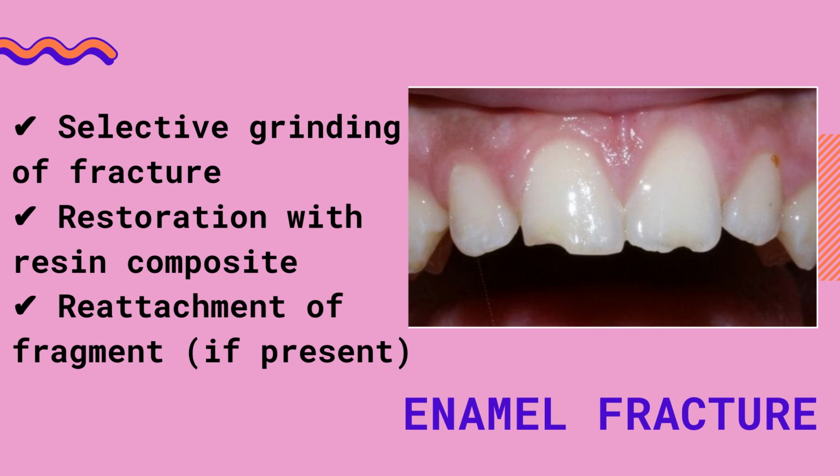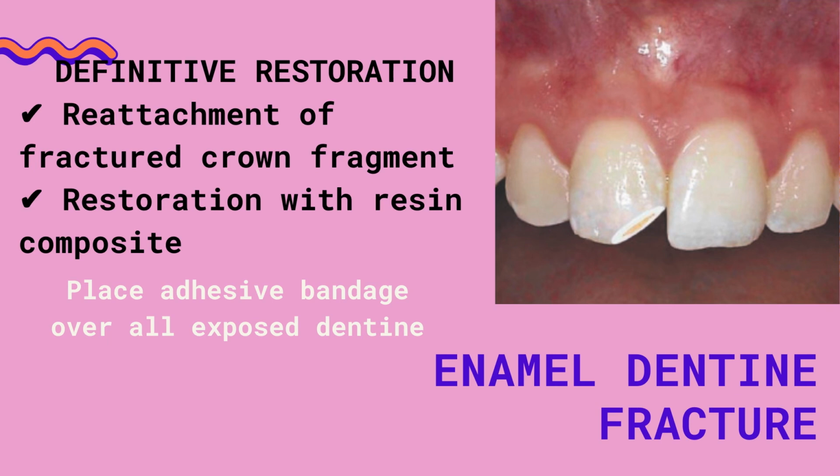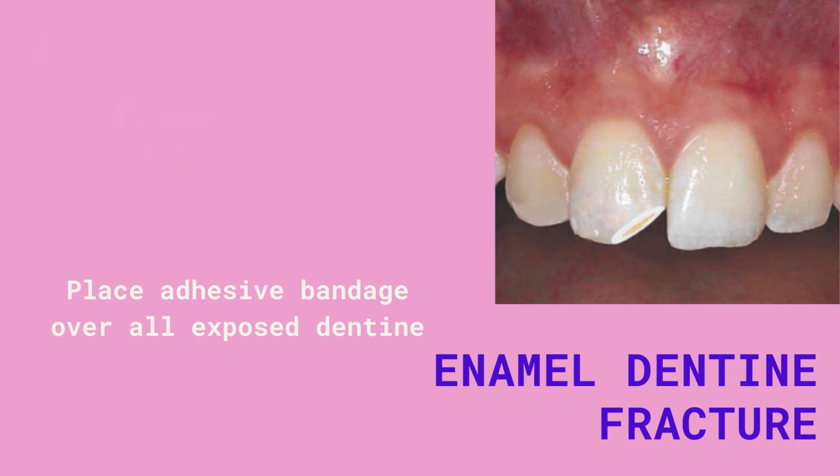Selective grinding of the fracture is the simplest option but may result in an obvious asymmetry between incisors, especially in younger children with prominent mamelons. Enamel dentine fracture. Restoration should be carried out as quickly as possible to protect the pulp through exposed dentine and avoid drifting or tilting of adjacent teeth. Definitive restorations can be achieved by reattachment of fractured crown fragments or restoration with resin composite. If a definitive restoration is not possible during the emergency appointment, you can place an adhesive bandage over all exposed dentine.